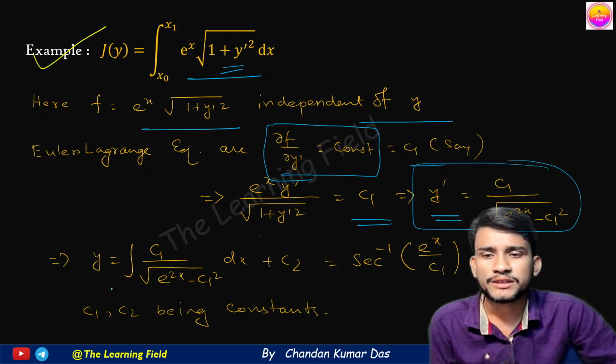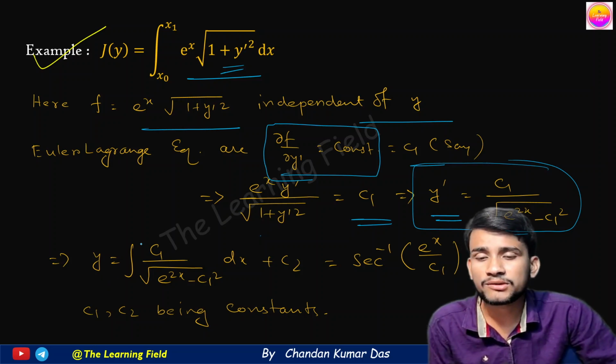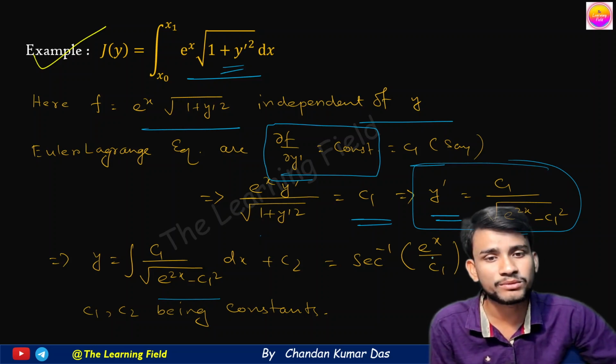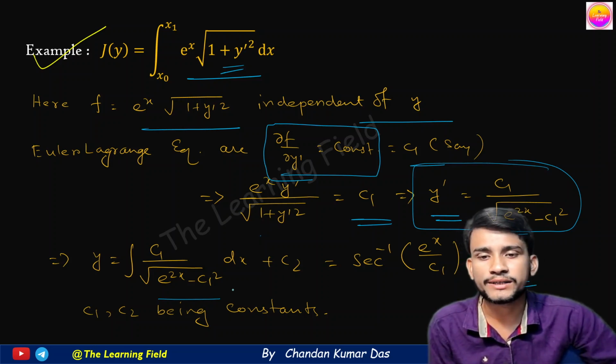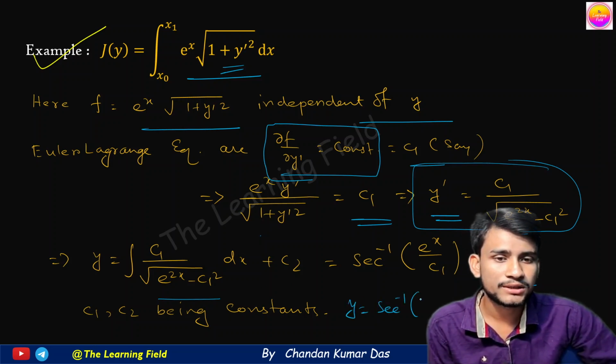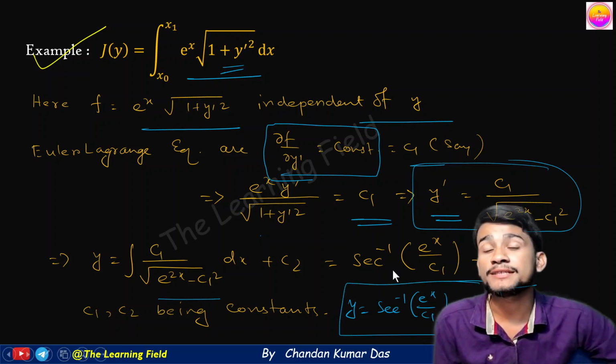And y' means dy/dx, so y = ∫ c1 / √(e^(2x) − c1^2) dx + c2, which equals sec⁻¹(e^x / c1) + c2. So the required extremal is y = sec⁻¹(e^x / c1) + c2. This is our extremal in this example.